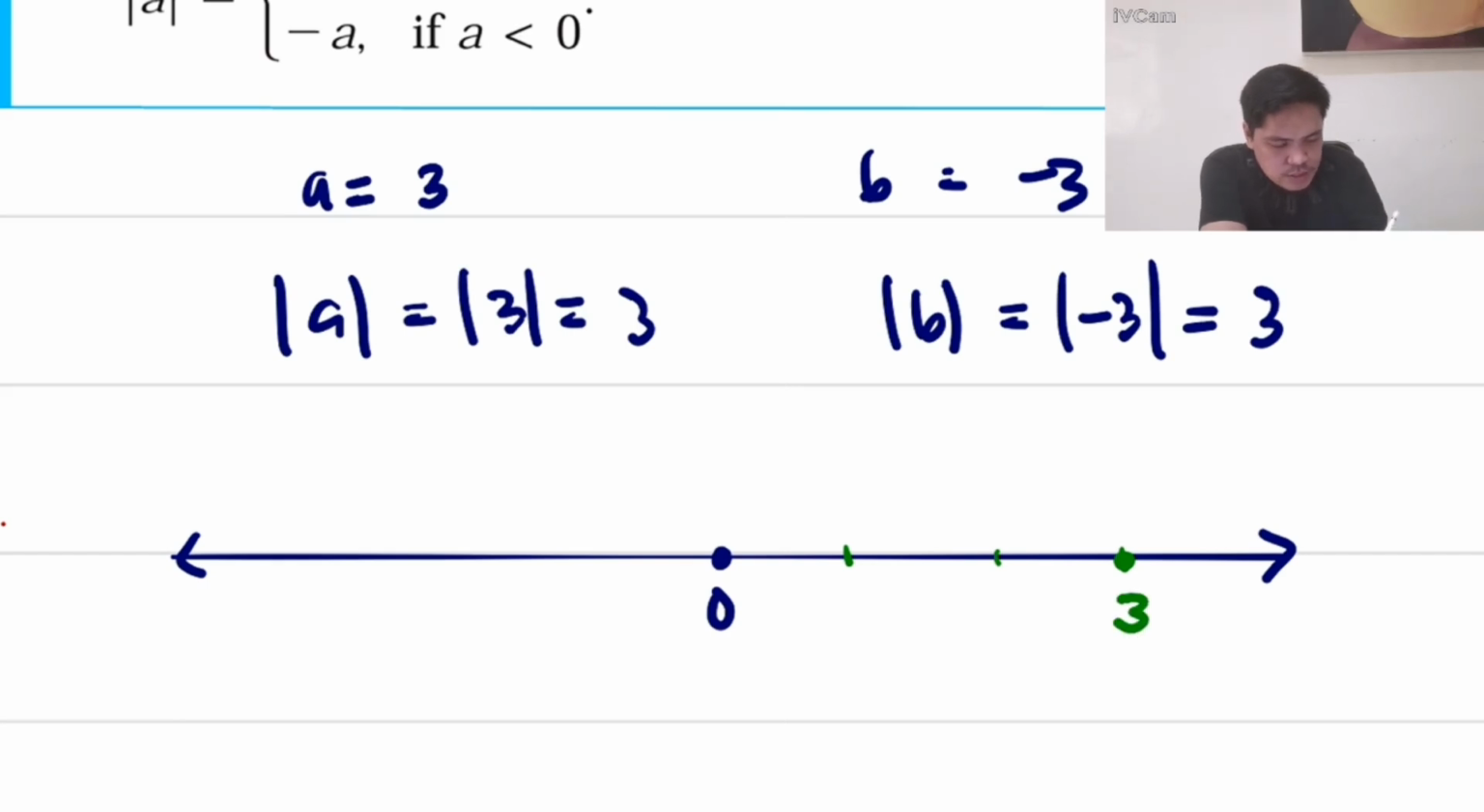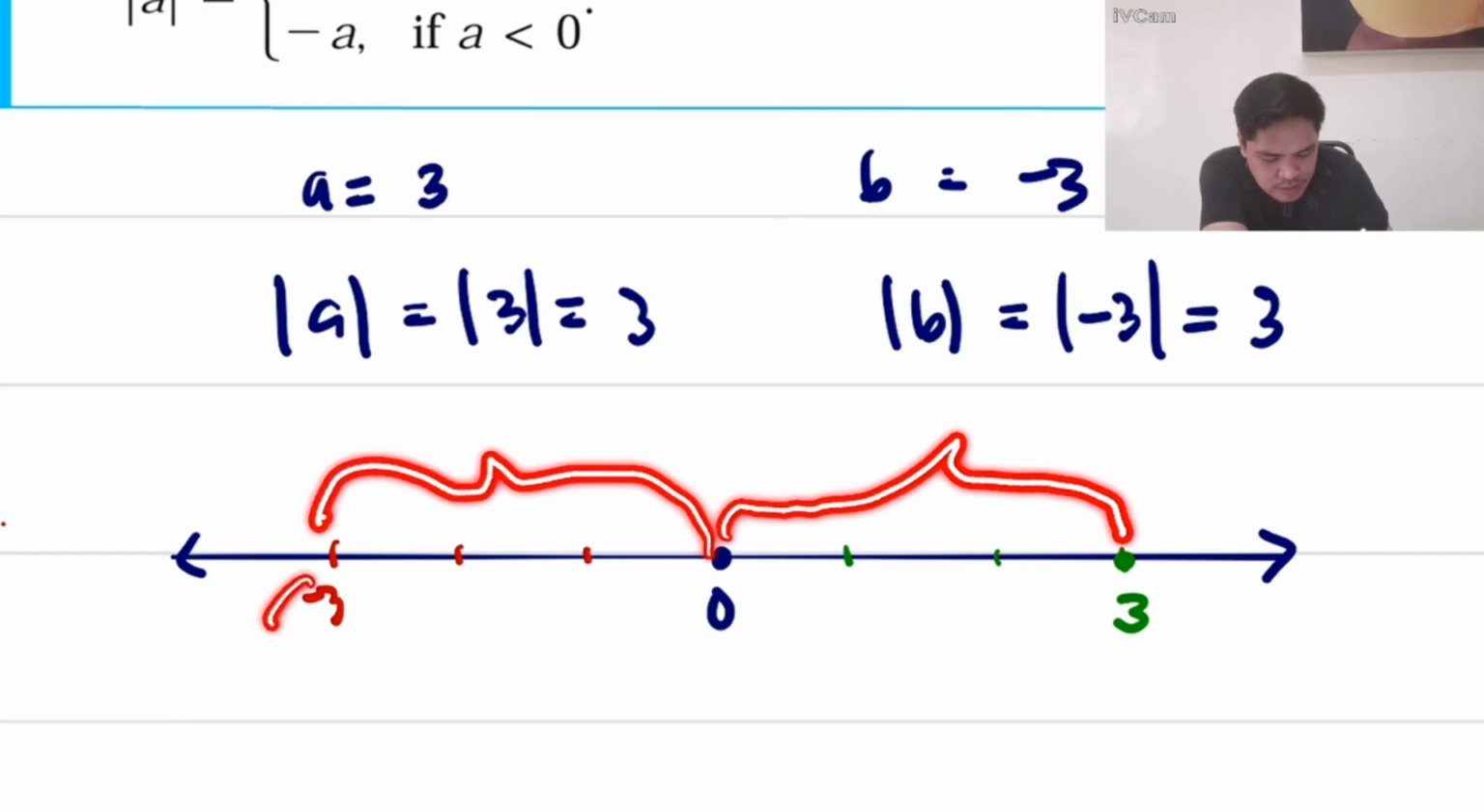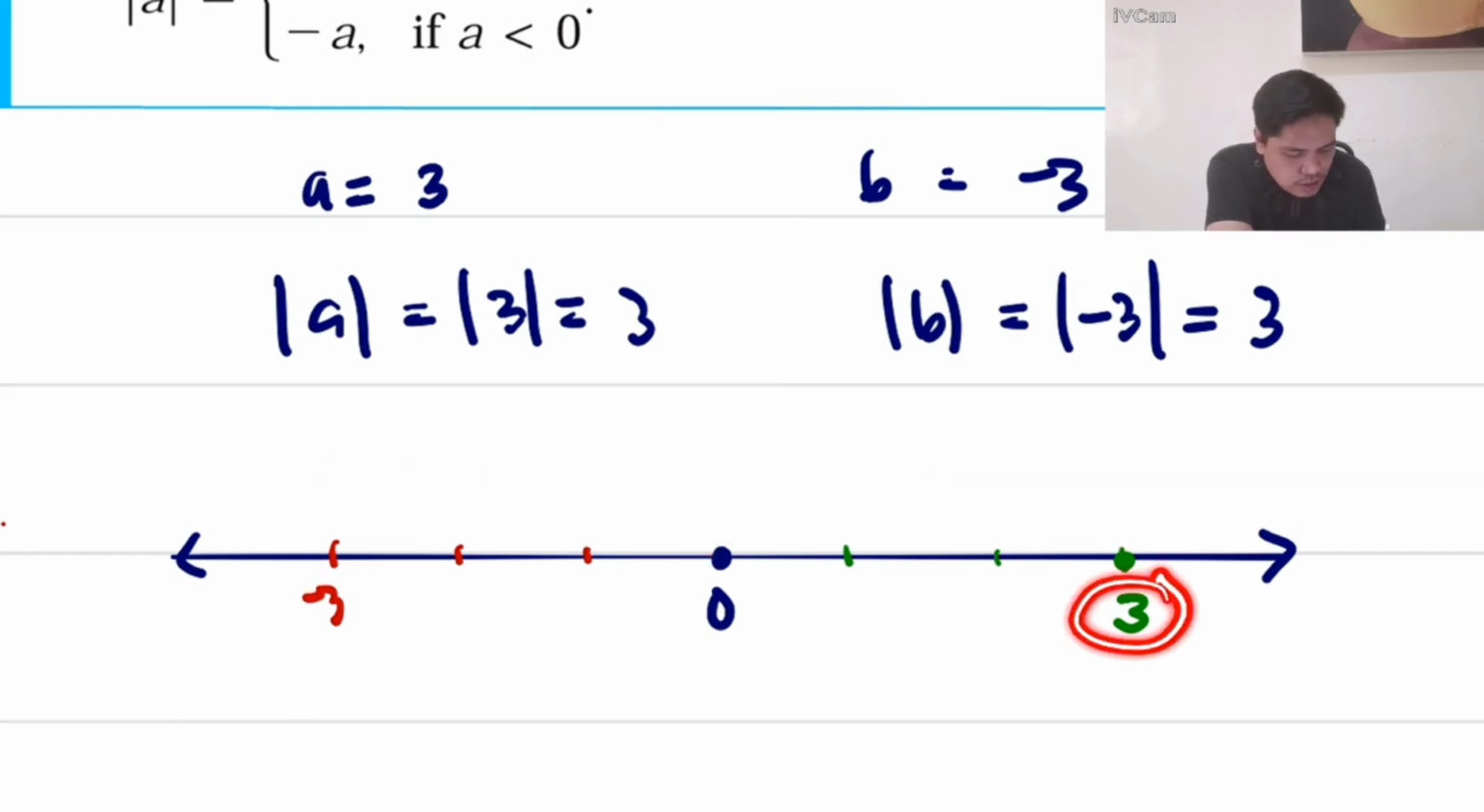And B is to the left because it's negative 3. So that's 3 units to the left, 1, 2, 3. So this is negative 3. So ang ibig sabihin nito, they have a different value but they have the same magnitude because their distance from the origin is the same, 3. Magkaiba lang ng direction because this is to the right, this is to the left. Yun yung ibig sabihin ko kanina.